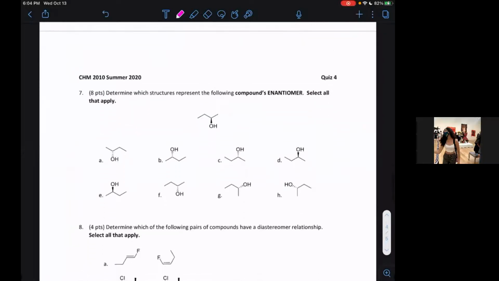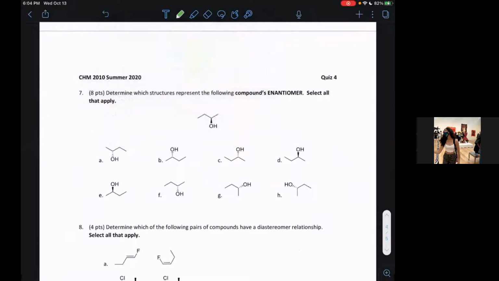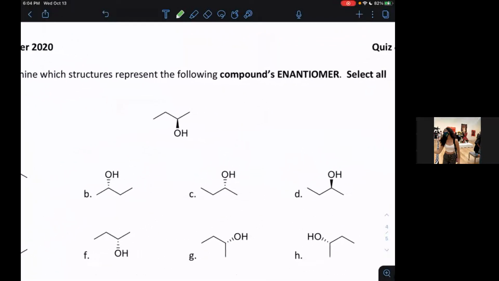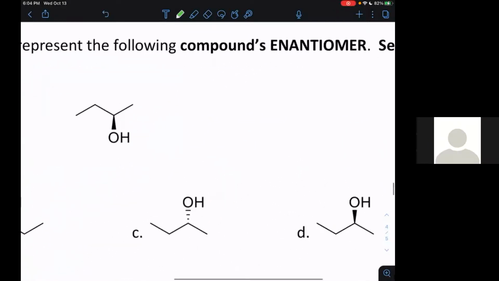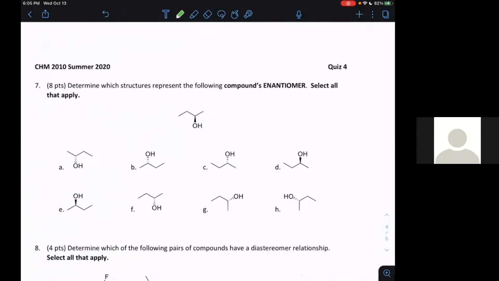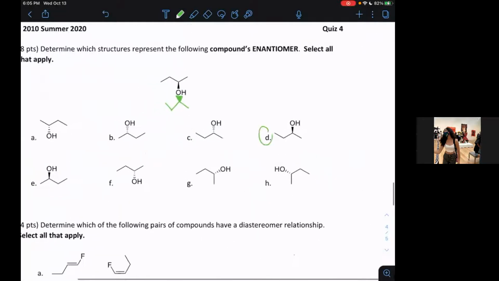Okay, and then for 7, which ones could represent the enantiomer, right? I hate reading it because it looks so different. Anyway, that one's tricky. You have to manipulate the compound different ways. So let's see, I think the easiest one we could do is mirror it this way, because I already saw one that looked like it. If you mirror it going this way, it's going to look like that. So this is one.